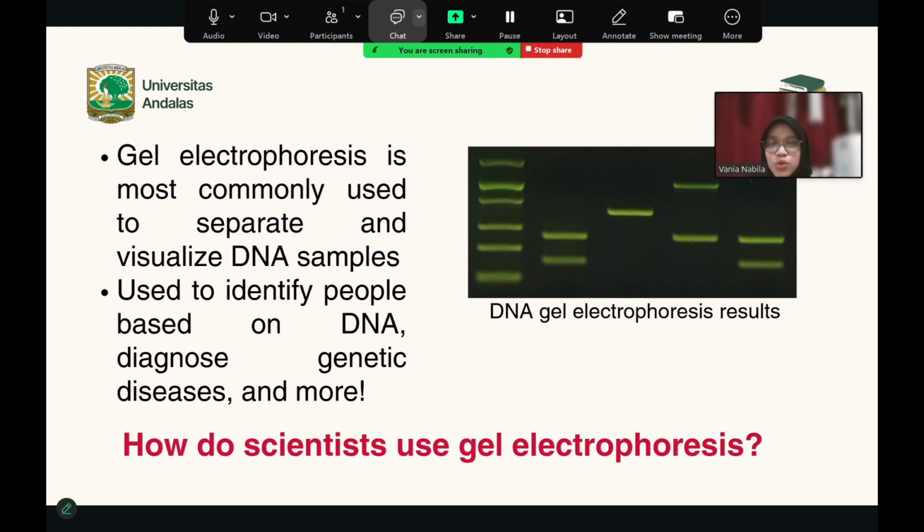And how do scientists use gel electrophoresis? Gel electrophoresis is most commonly used to separate and visualize DNA samples, and it is also used to identify people based on DNA, diagnose genetic diseases, and more. And the result of DNA gel electrophoresis looks like this in real life.